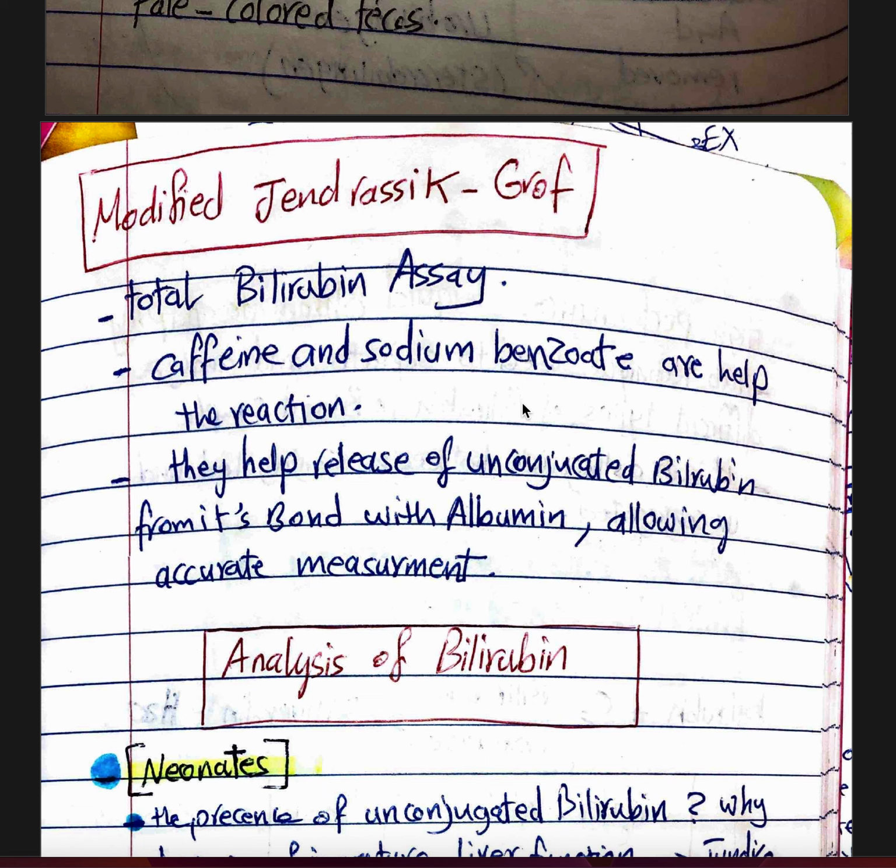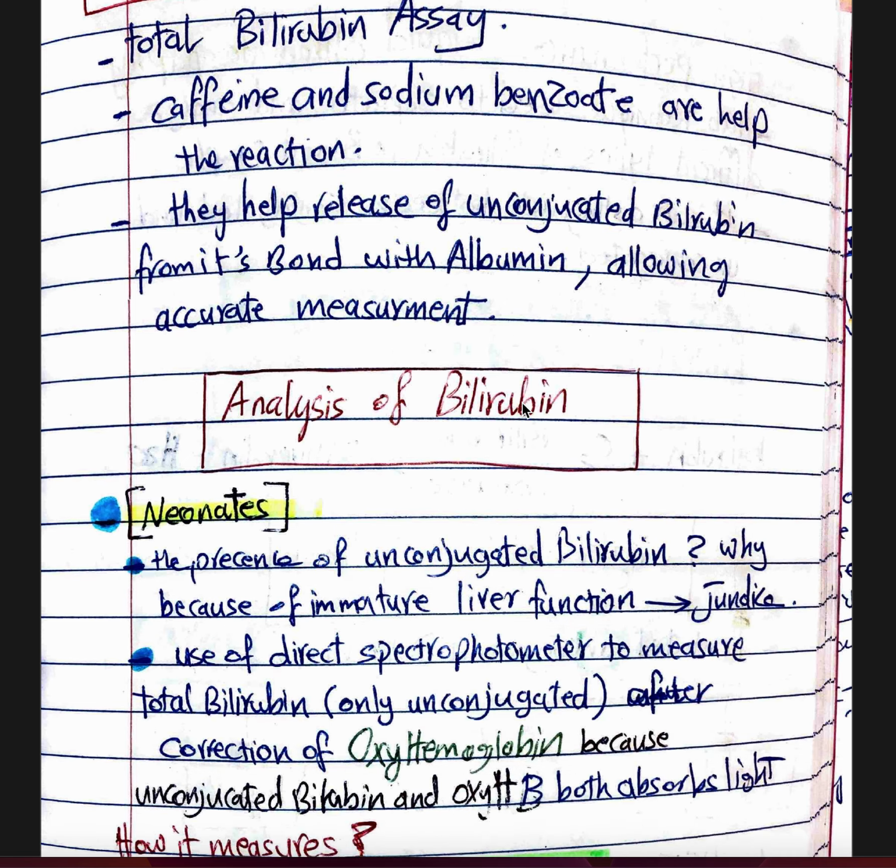Okay, so what is the modified Jendrassik-Grof? It is used to measure the total bilirubin, or we can say it is the total bilirubin assay. We know that unconjugated bilirubin binds to the albumin to be able to transfer to the liver. So we add the caffeine and the sodium benzoate. Why do we add them? We add them to separate unconjugated bilirubin from the albumin, so it leads to accurate measurements.